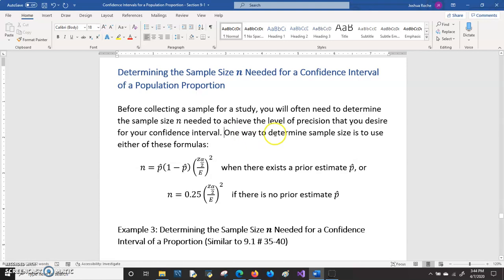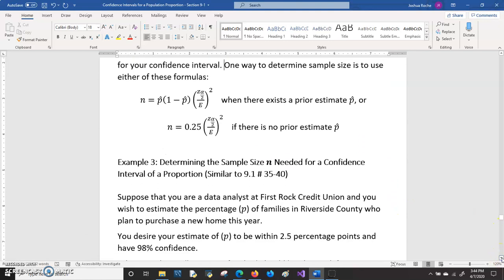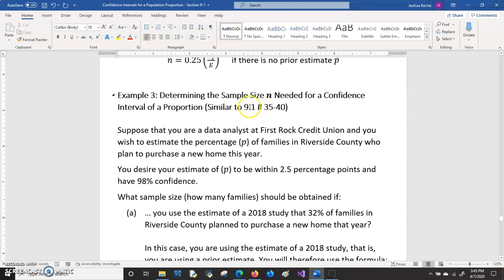One way to determine the sample size is to use either one of these formulas. There are two different versions. One version is when there is what they call a prior estimate, and the other version of the formula is when there is no prior estimate. We'll take a look at both of these formulas in example 3. Example 3 is similar to section 9.1, number 35 to 40.